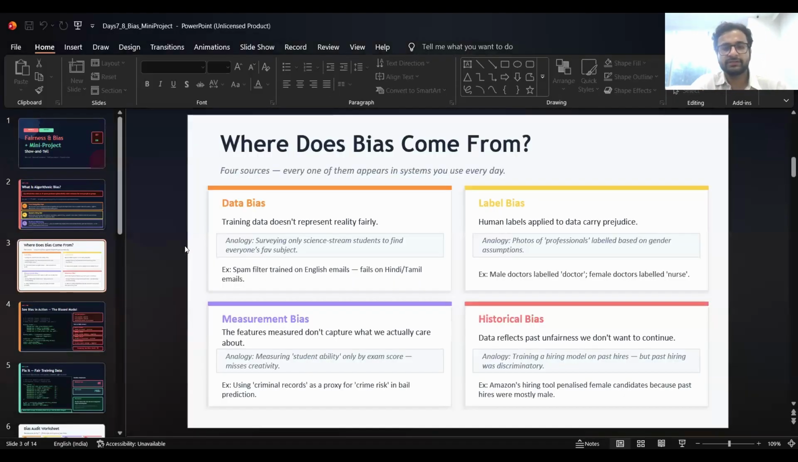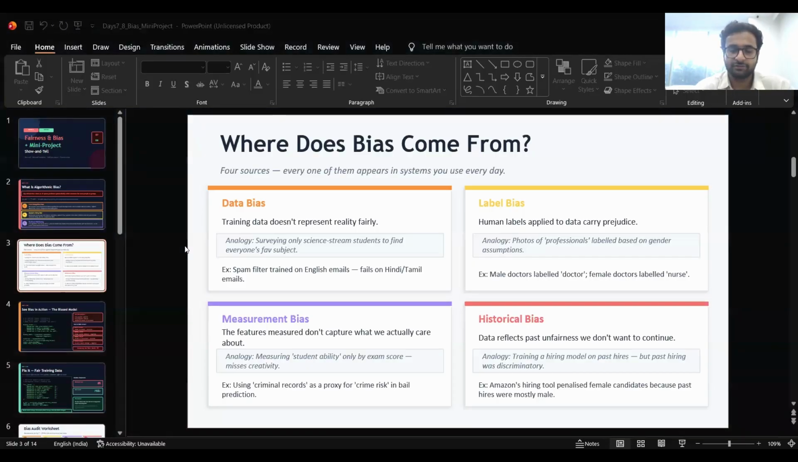So where does bias come from? First, data bias. If the training data doesn't represent reality in a fair share, then the model will be trained on bias. It will show bias against the unrepresented data or unrepresented scenarios in the training data.